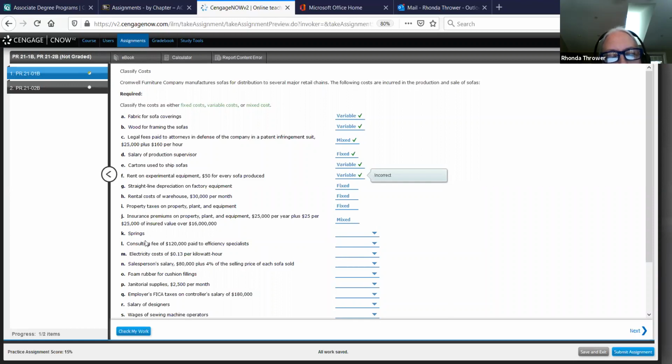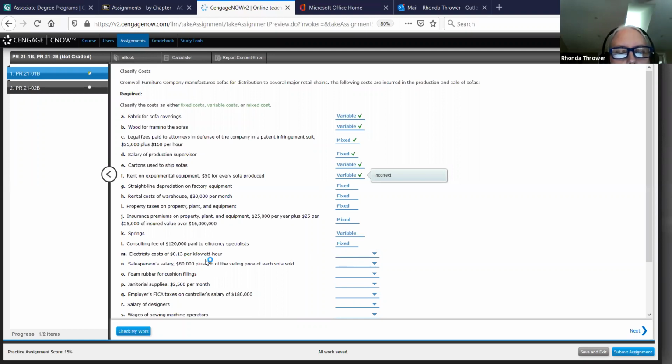Springs for producing a sofa would be a type of material, and if it's a material, it's going to be a variable cost. Depends on how many sofas are produced. The consulting fee of $120,000 that is paid to efficiency specialists. This is probably a one-time fee, and that would be considered to be a fixed cost.